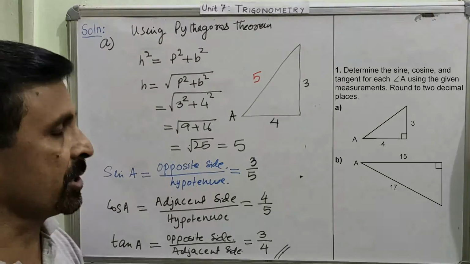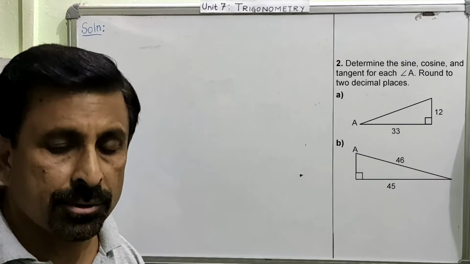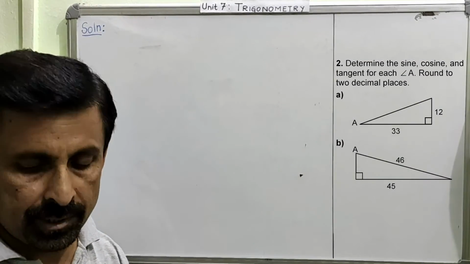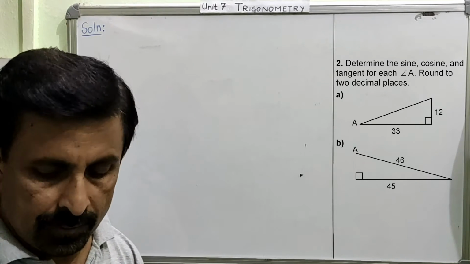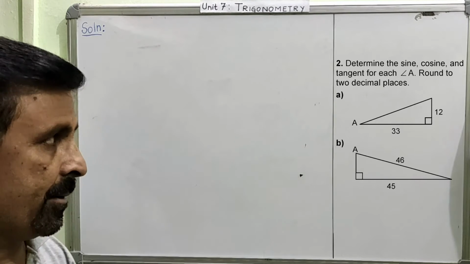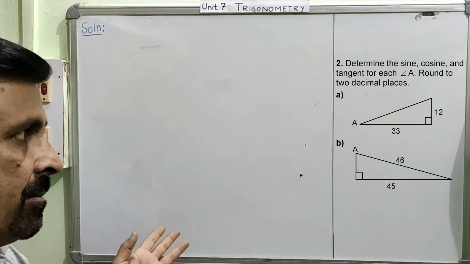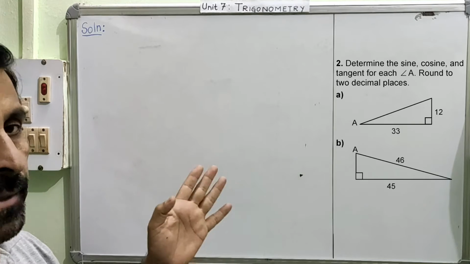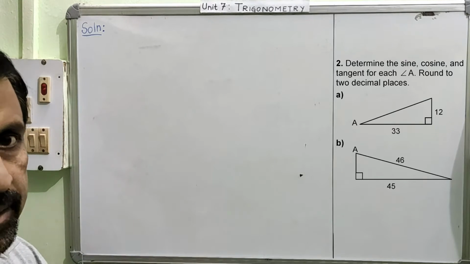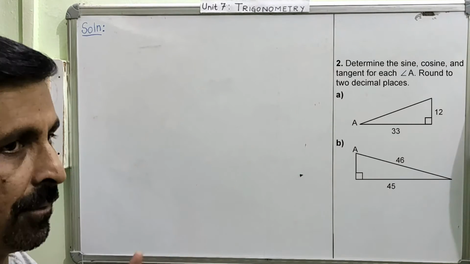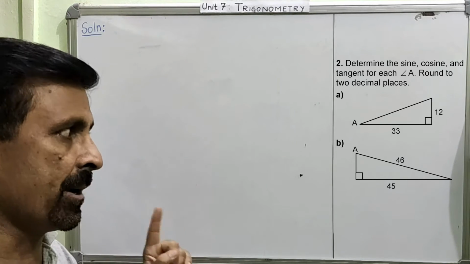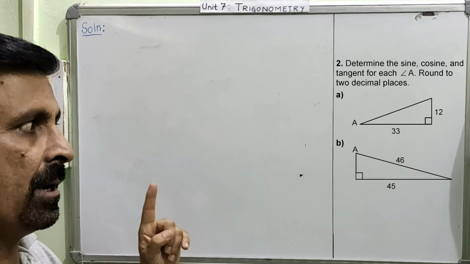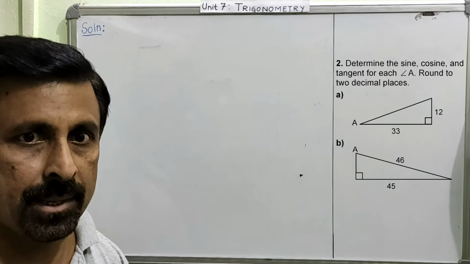Clear? Thank you. Now we are moving on to question number 2. This question number 2 also is the same. We are given the diagram and we have to find the three trigonometrical ratios in terms of that given angle. So the question is exactly the same. But still I am doing one question from one part of question number 2. This is because here you will be getting the answer in decimal.